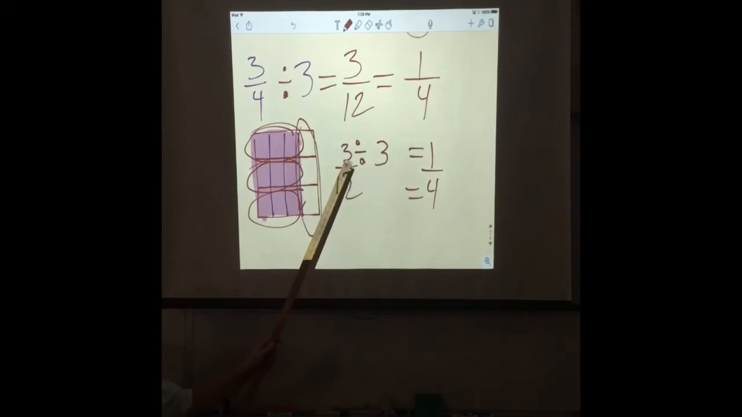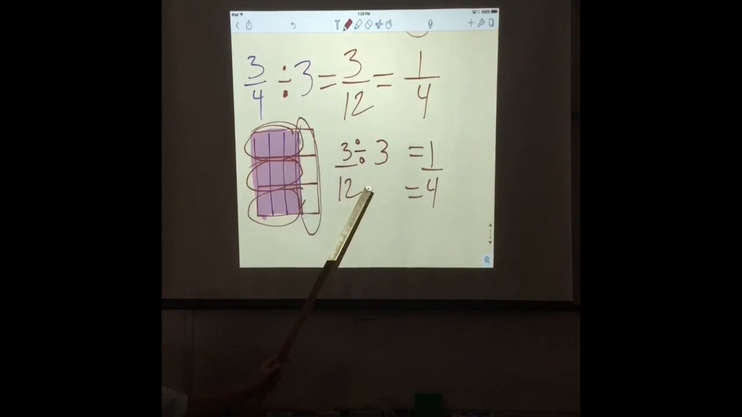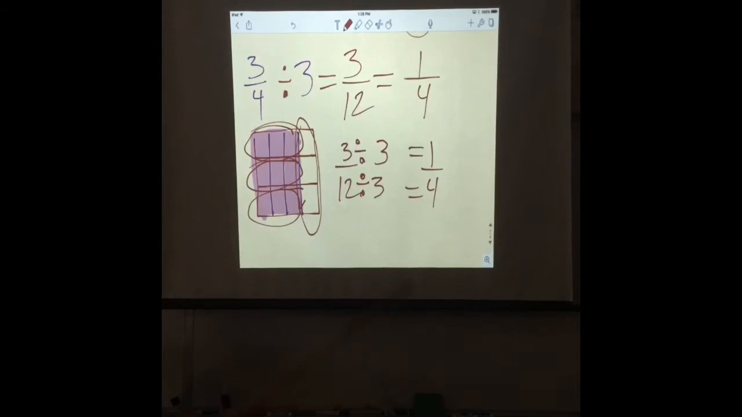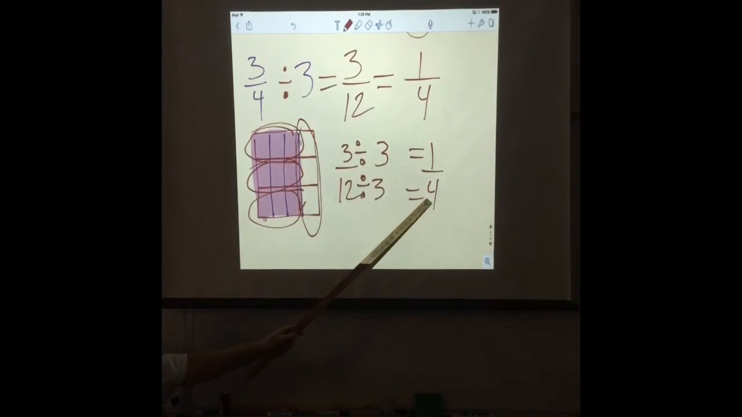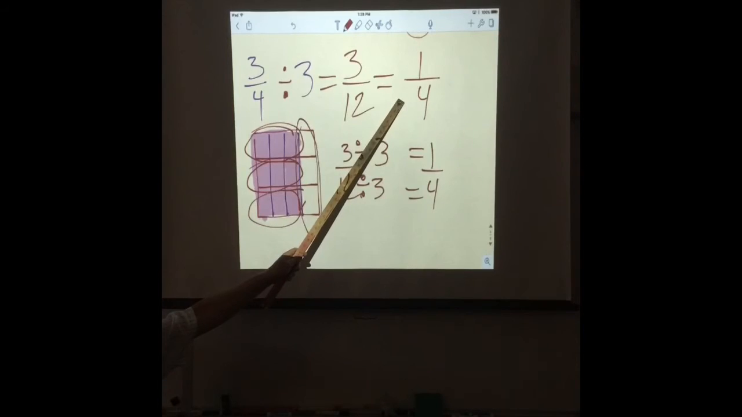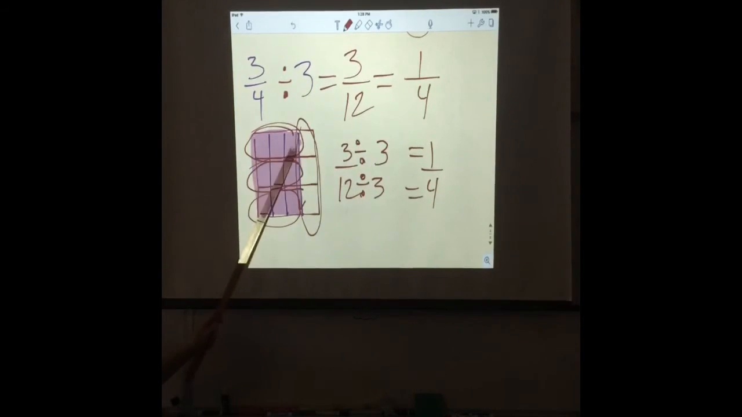So now what I want you to say at this point, once you know that this is our key, you say, what I do to the top, I must do to the bottom. What I do to the top, I must do to the bottom. So I'm going to divide the bottom by 3, and guess what? 12 divided by 3 is 4. So it actually works well, doesn't it? Yes. And that's what reducing is. What you're doing is reducing by just doing that very easy step.